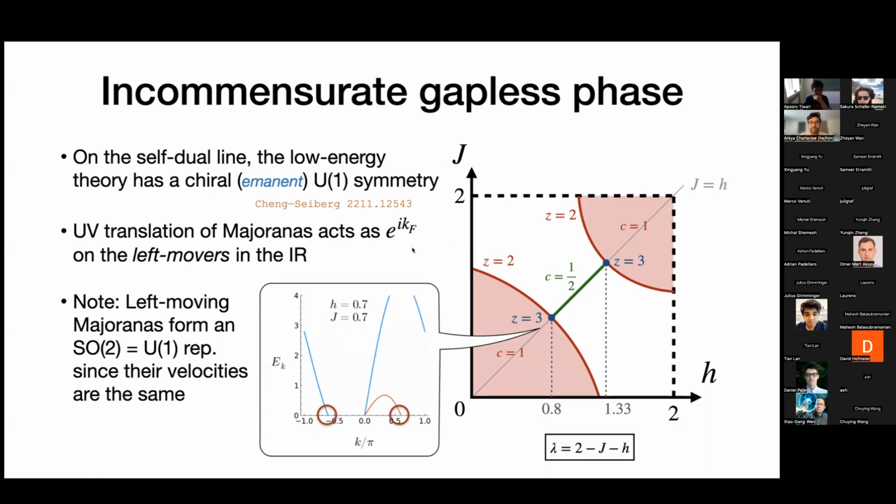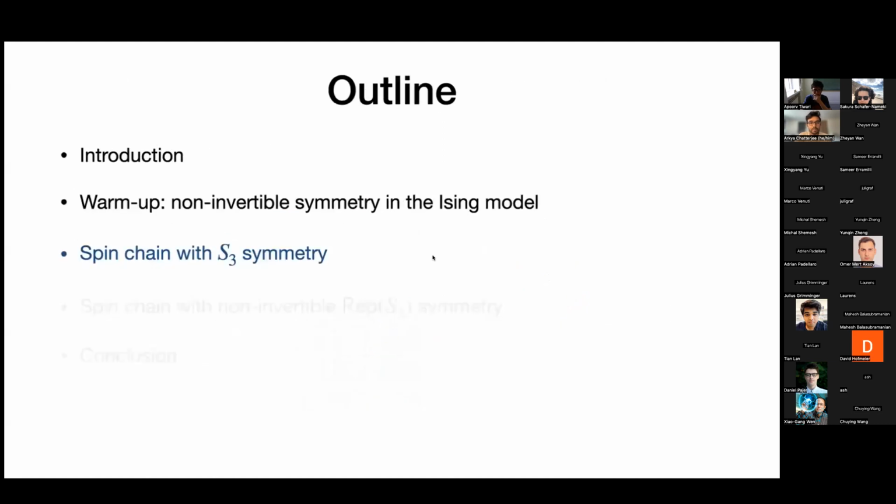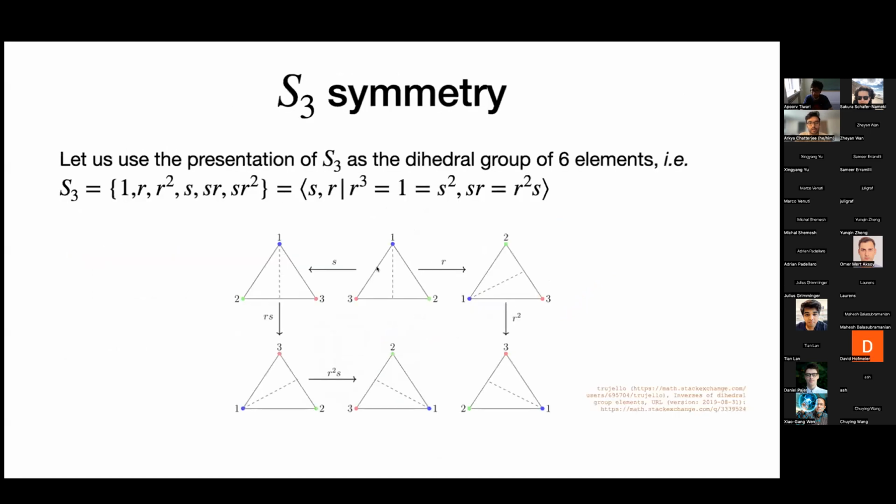Good. So that's all I have to say about the Ising model. It's a small deformation of everything that people already know about the Ising model. So hopefully there are no other questions. So let me move on to the spin chain with S3 symmetry.